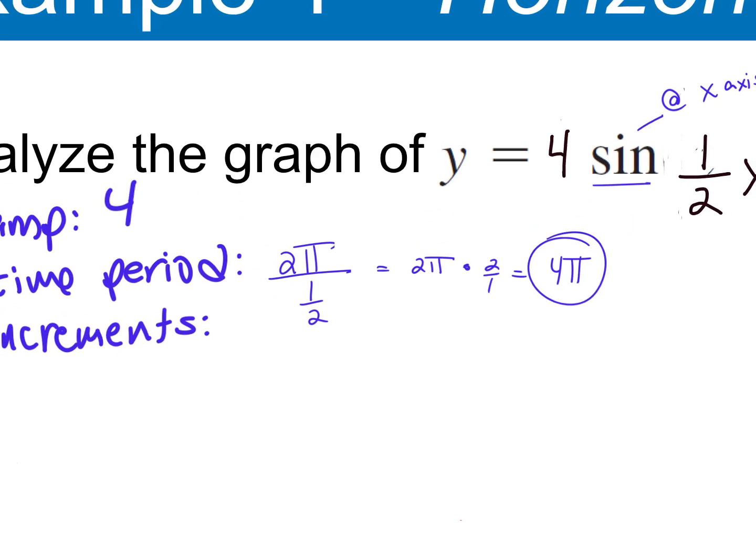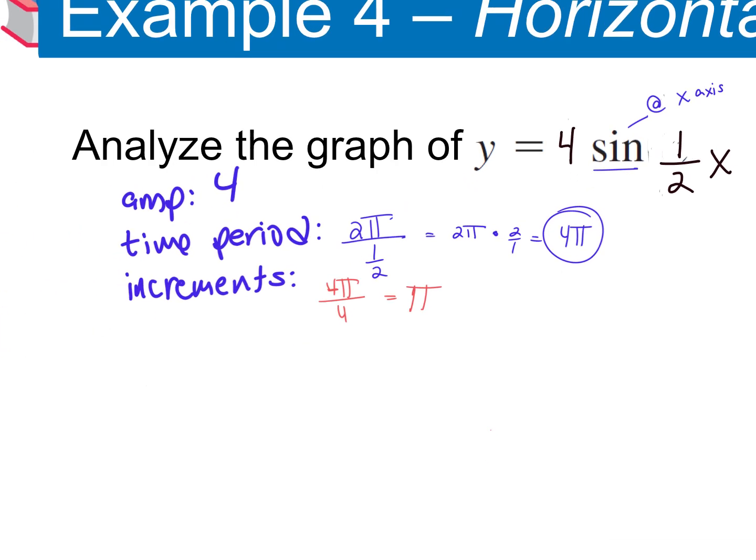And then how do you find the increments? You take your time period and divide it by what? Divide it by 4. Okay. It's always by 4 because there's 4 spots. So how far away is each tick mark from each other? Just 1 pi. This is really easy to graph.